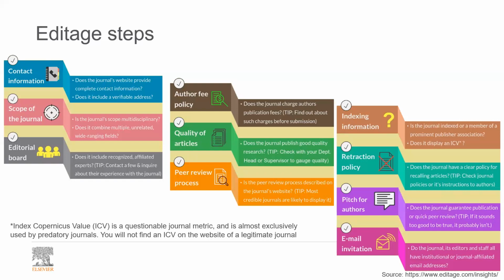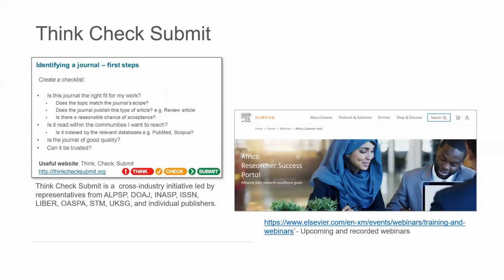Notice what the quality of the articles looks like. Look out for whether they mention a peer review process, what indexing is being done, what the retraction policy is, all of these things. Look out for this when you are selecting a journal. Automatically, you will avoid a predatory selection, right? Another very useful website.